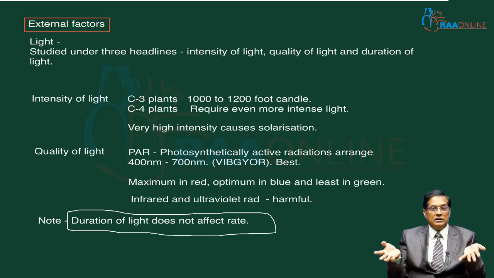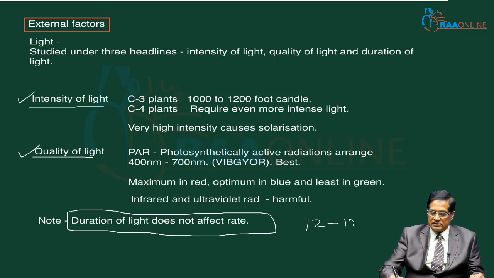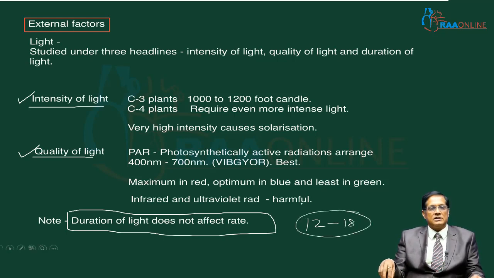Till light is available, plant performs photosynthesis. If light is not available, photosynthesis will be stopped. But duration of light does not enhance the rate. Rate with respect to light can be increased or decreased by the intensity of light or quality of light, not by the duration of light. Duration of light, that is 12 to 18 hours light is sufficient for the optimal photosynthesis.